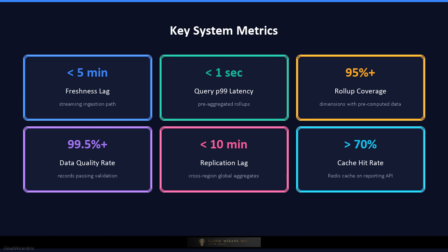Report export success rate. The fraction of scheduled exports that complete successfully, target above 99%. And query cache hit rate. The fraction of API queries served from Redis cache, target above 70% to protect the ClickHouse cluster from redundant load.